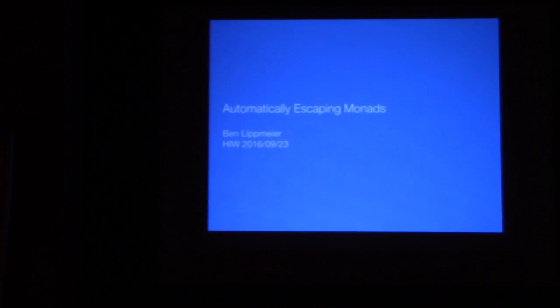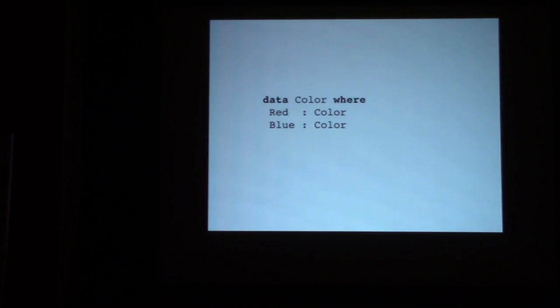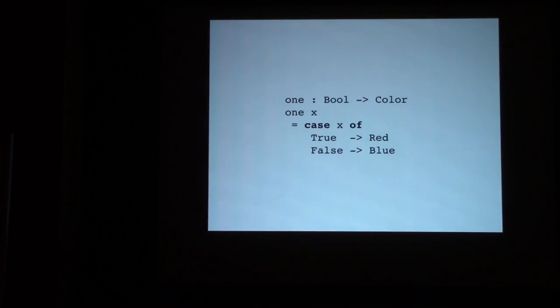Hello everyone, I'm Ben. I'm going to use this simple type for my examples. It's pretty boring. I've got two colors, red and blue. And in Haskell we can write these wonderful pure functions that convert bools to colors, like case to color: true goes to red, false goes to blue.